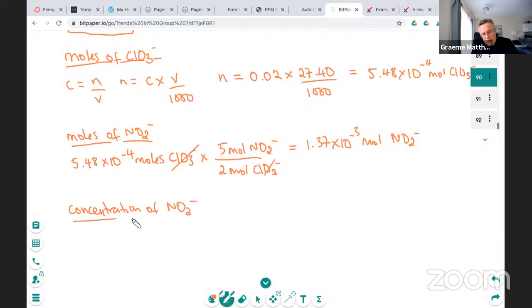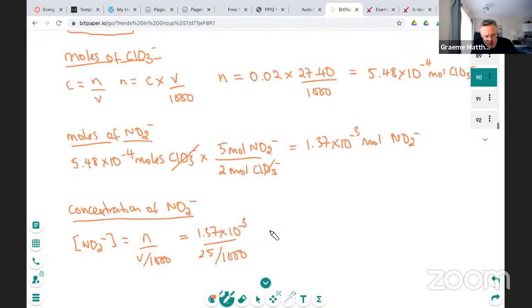So I've got the concentration of my NO2. On this one, they did give it to you, ding ding ding. Oh, it was in 25 cubic centimeters. So concentration of NO2 minus is moles over volume over 1,000. There's got to be decimeters cubed on here, chemists. So 1.37 to the negative 3, and it's 25 over 1,000. Got to convert this over.